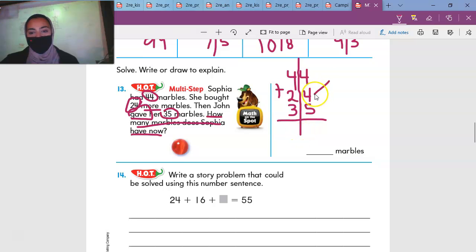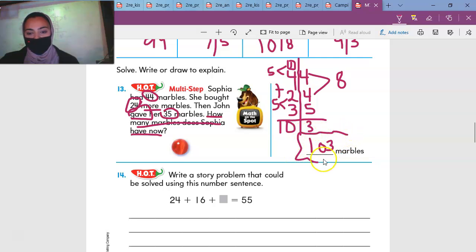So 4 plus 4 is 8. See how the doubles facts helps? And what's 5 plus 8? 8, 9, 10, 11, 12, 13. 1 goes in the tens place and 3 stays in the ones place. 4 plus 1 is 5, and 3 plus 2 is 5, and 5 plus 5 is 10. How many marbles does Sophia have? 103 marbles.